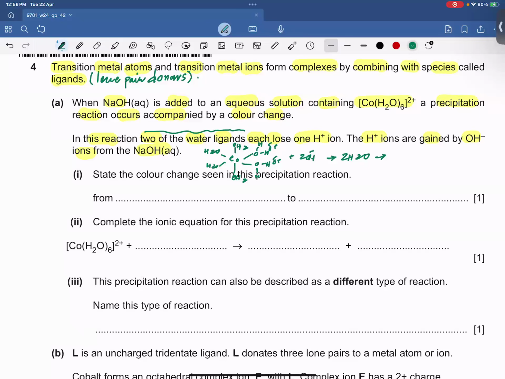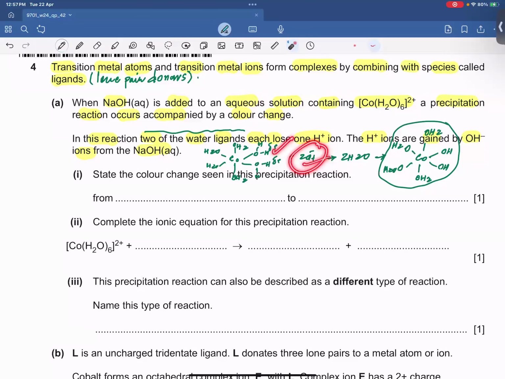Next, this cobalt will turn to like this. After the removal of hydrogen ions, only hydroxide ions or OH groups are left. So that is the whole scenario. That is the whole mechanism we did in the class. That's an acid-base reaction because the water donates its proton. The hydroxide is accepting protons, so it is an alkali. The water is an acid. So it's an acid-base reaction, also called a precipitation reaction. That's the whole concept we have done in class.